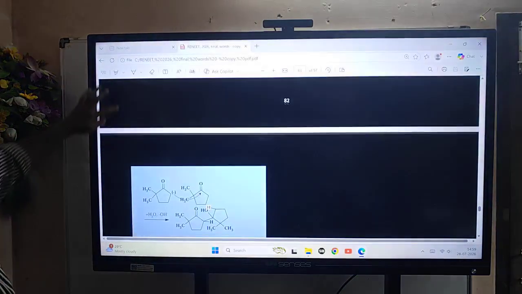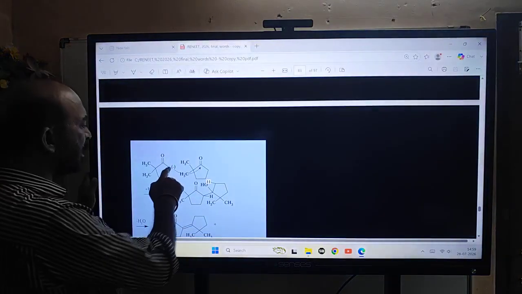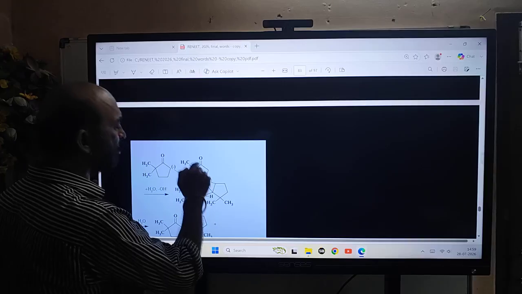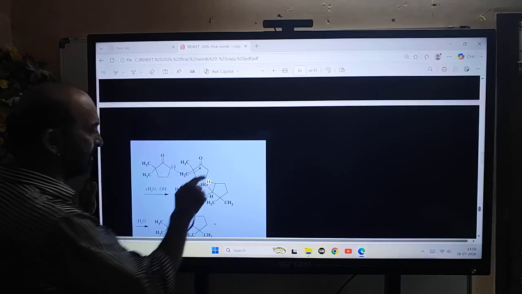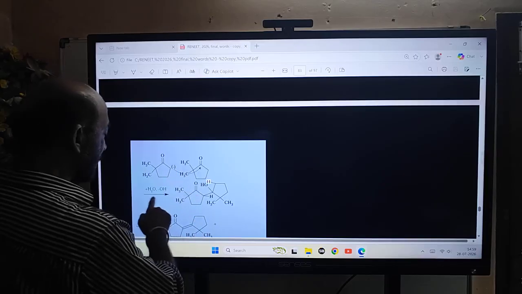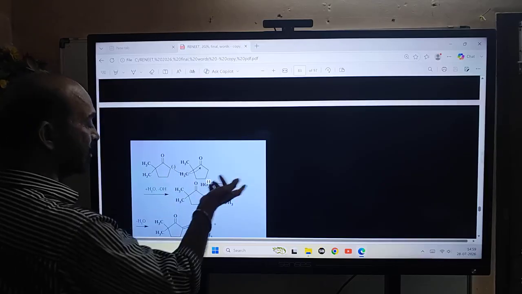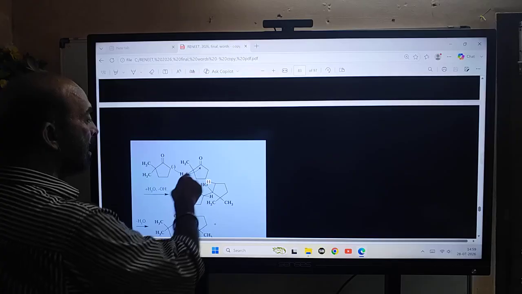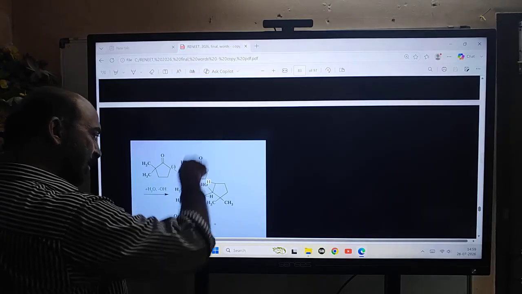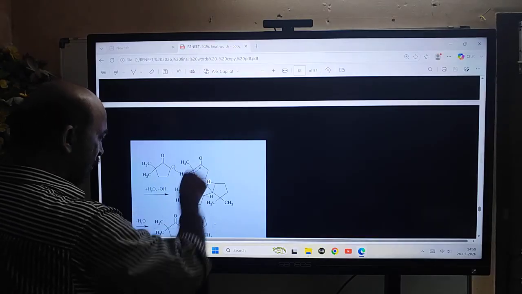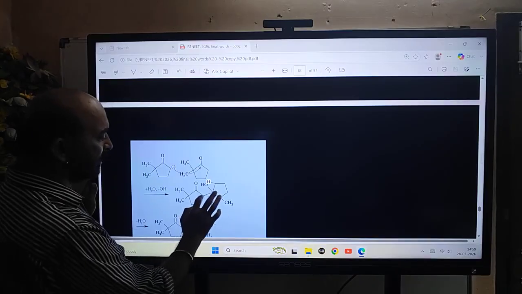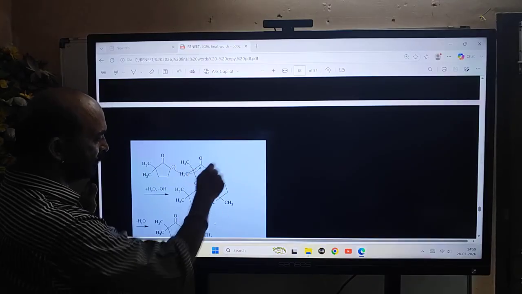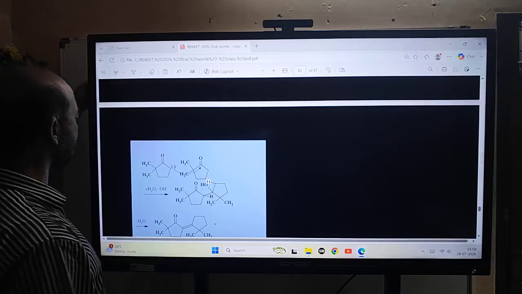Listen carefully. If this carbanion attacks the carbonyl group of another molecule of the same type, see what happened. I haven't shown the whole steps. First it becomes O minus, then it comes back and becomes OH. If you remember the reaction, first it goes like this. If you want, I can write.